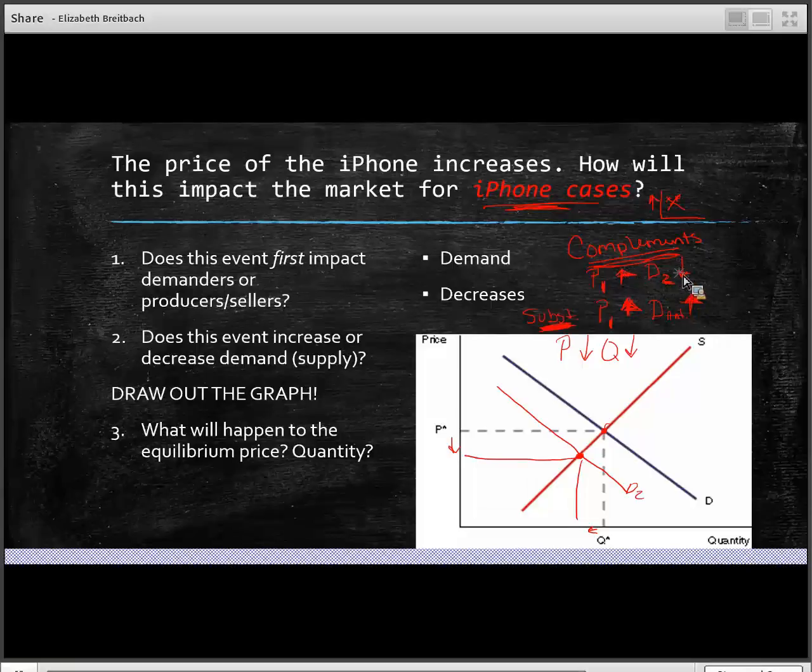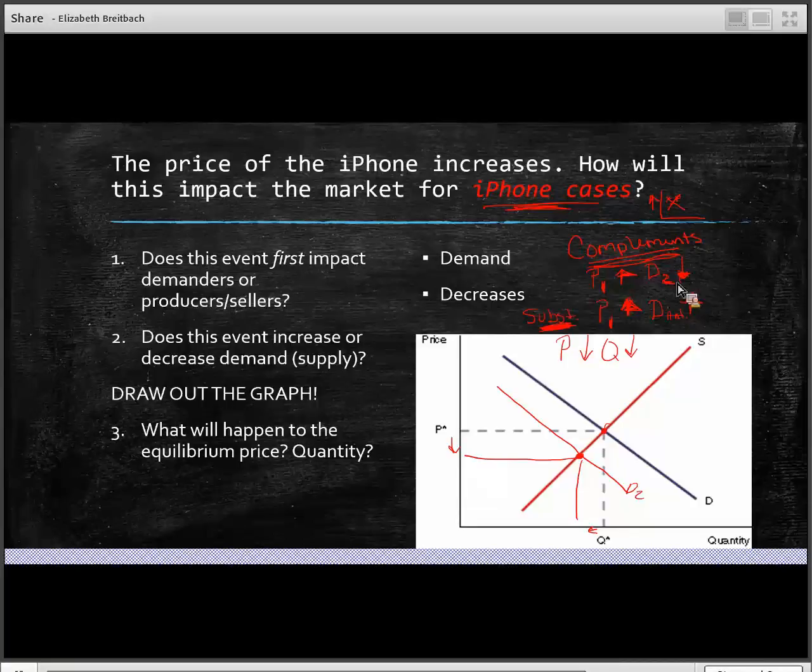So make sure that when you see two different goods, you identify the relationship. Are they complements in consumption? Are they substitutes in consumption? We're actually going to get to production as well, so that's going to be important too. But what's the relationship between these two goods? And then think about how, if the price increases for one good, that is going to affect my behavior as either a consumer or a producer. We're going to get to the producer side in our next lecture.